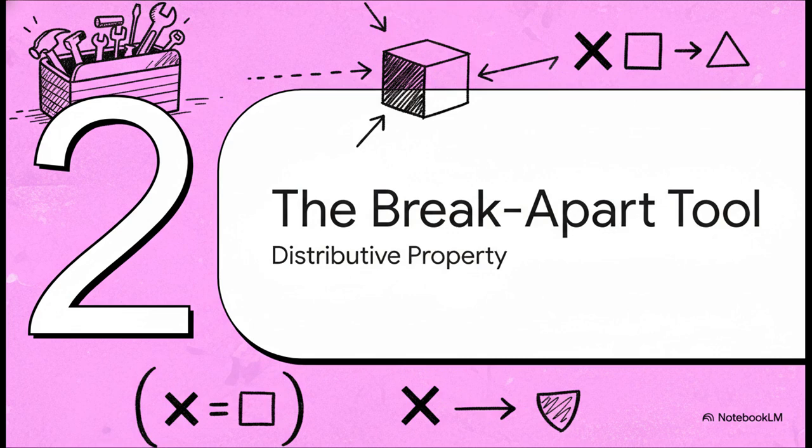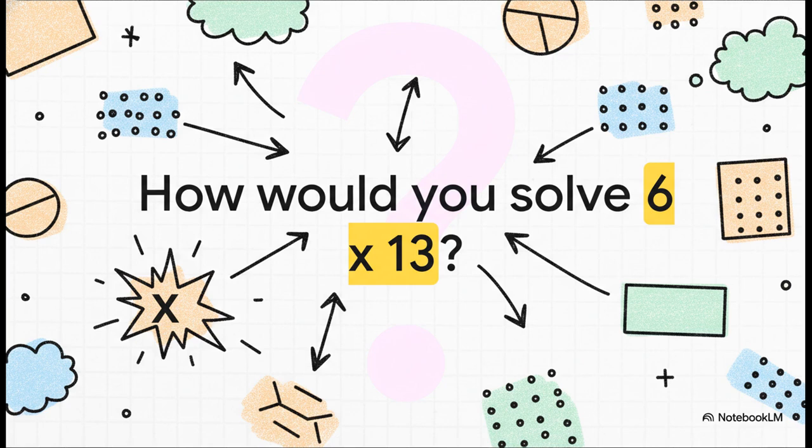Okay, time to reach back into our toolbox for another awesome gadget. This one is just as powerful. I call it the break-apart tool. Its official name, the distributive property. Let's put this new tool to the test with a different kind of problem. How would you solve 6 times 13? I mean, come on, most of us don't have our 13 times tables memorized, right? Well, the good news is, you really don't have to.